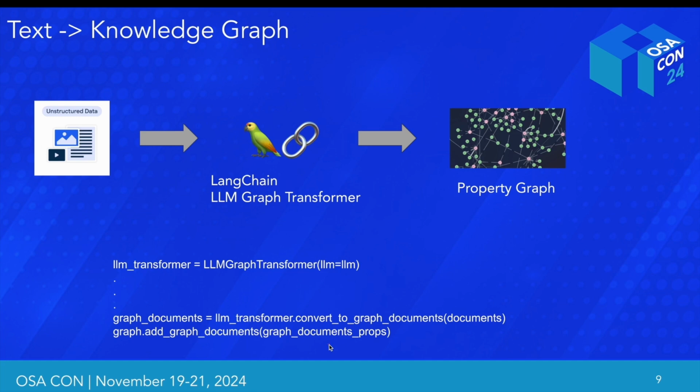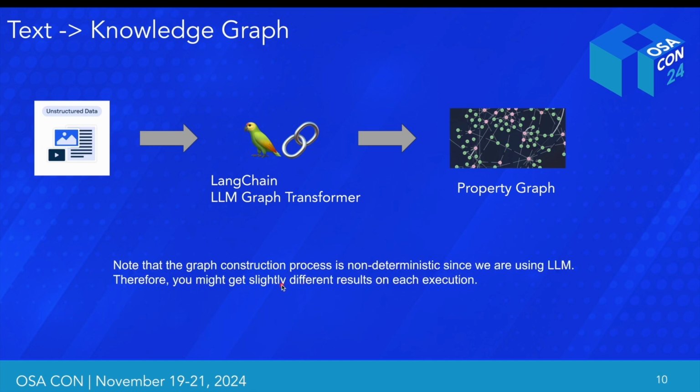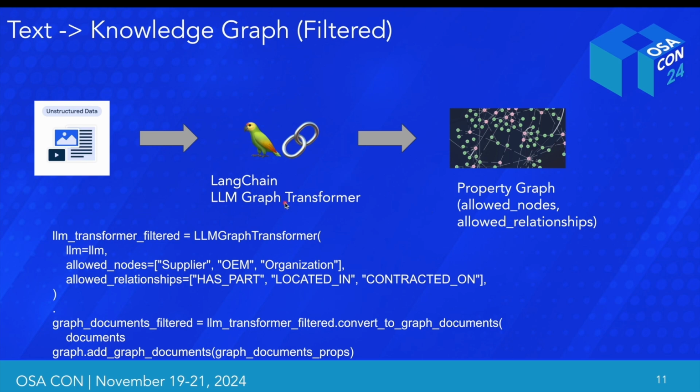Now, is this foolproof? Remember, with no constraints provided, the extraction of these property graphs might be non-deterministic, and nodes and relationship properties might be slightly different with each execution with this method. So what's the way around? Well, the LLM graph transformer from LangChain also accepts a user-defined list of nodes and relationships to constrain the knowledge graph extraction process while converting the unstructured text to a knowledge graph.